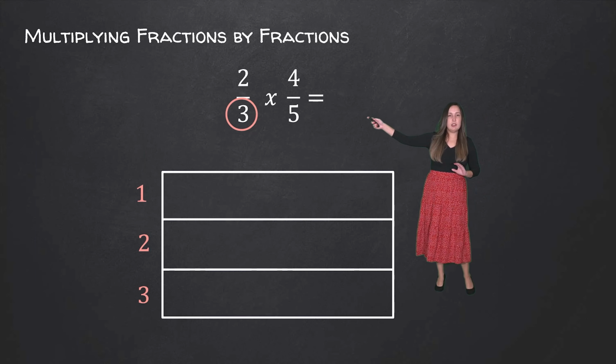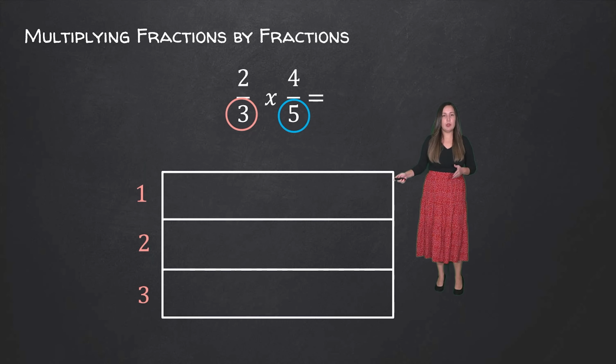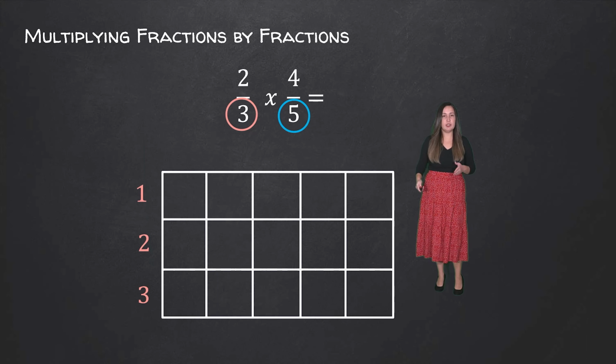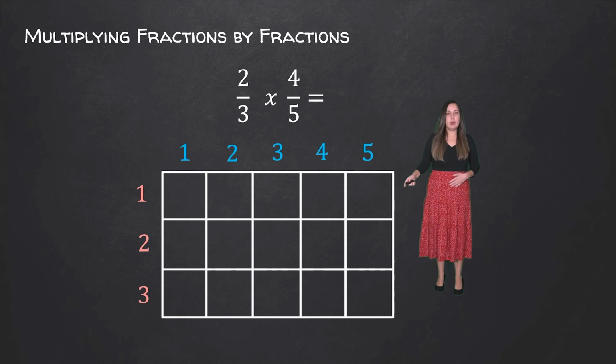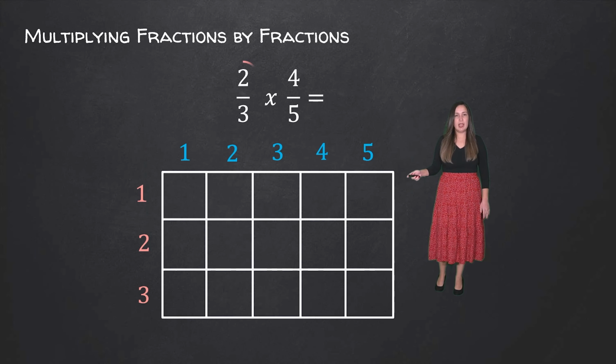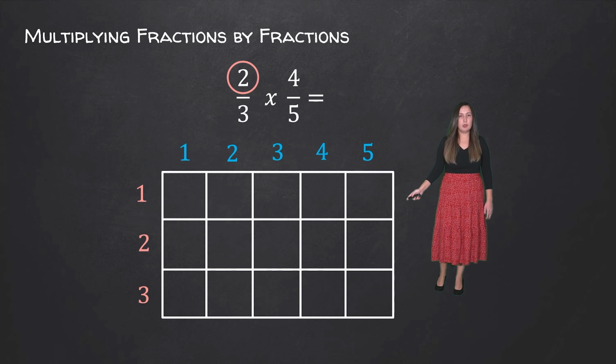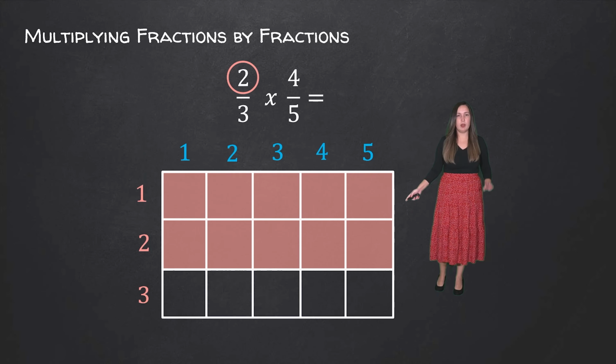Then we're going to take our second fraction and split it up into 5 equal parts, but this time we're going to do that vertically. So we're going to split it up into 5 parts vertically, and notice here how we have 5 parts going down. Then we're going to focus on our numerators. So we have 2 out of 3. So on the side we have 3 parts, and we're going to shade in 2 of these parts horizontally.